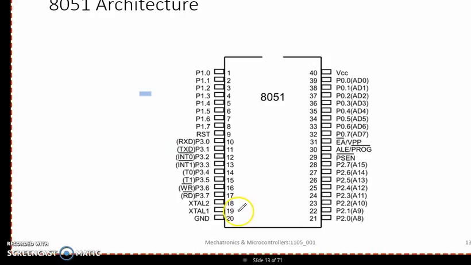Pin number 18 and 19 are used as XTL2 and XTL1 for connecting crystal oscillator. Pin number 20 is ground. Pin number 21 to pin number 28 is port 2. Pin number 29, 30 and 31 are used during memory access. Pin number 32 to 39 is port 0 and pin number 40 is VCC.